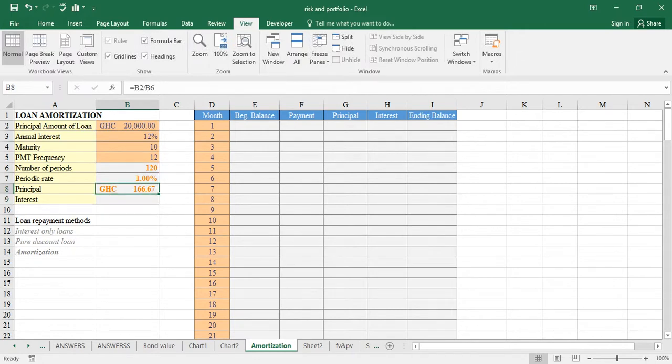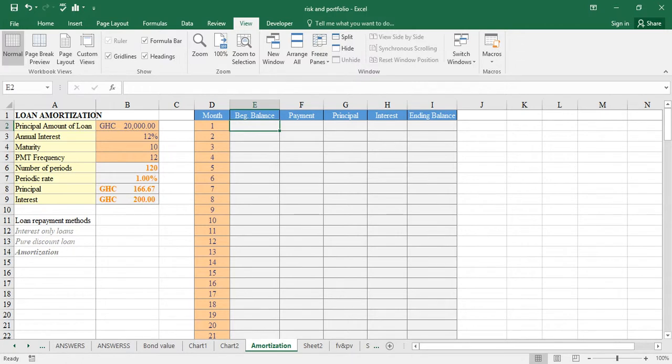So it tells us that every period, from the first month up to the 120th month, we are going to pay 166.67 of the loan amount that we took from the bank. That is on a monthly basis. Now we need to estimate our interest. So we said it is the principal here multiplied by our periodic rate. Okay, so there we have it.